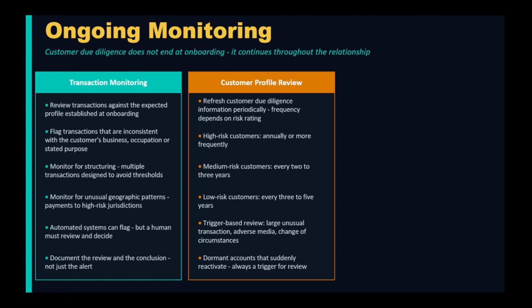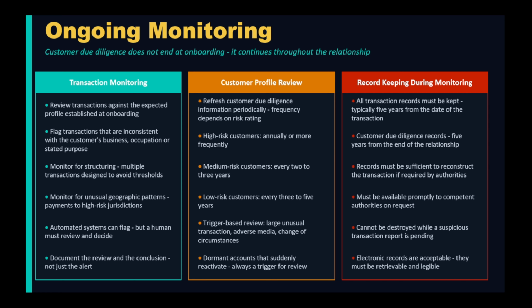Trigger-based reviews are equally important. Large or unusual transactions, adverse media coverage, a change in the customer's circumstances, or the reactivation of a dormant account. Any of these must trigger an out-of-cycle review regardless of when the last scheduled review occurred.